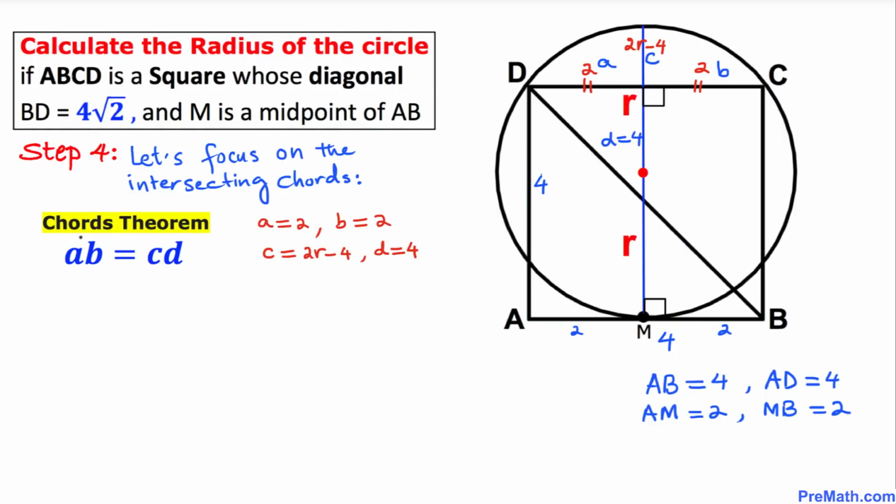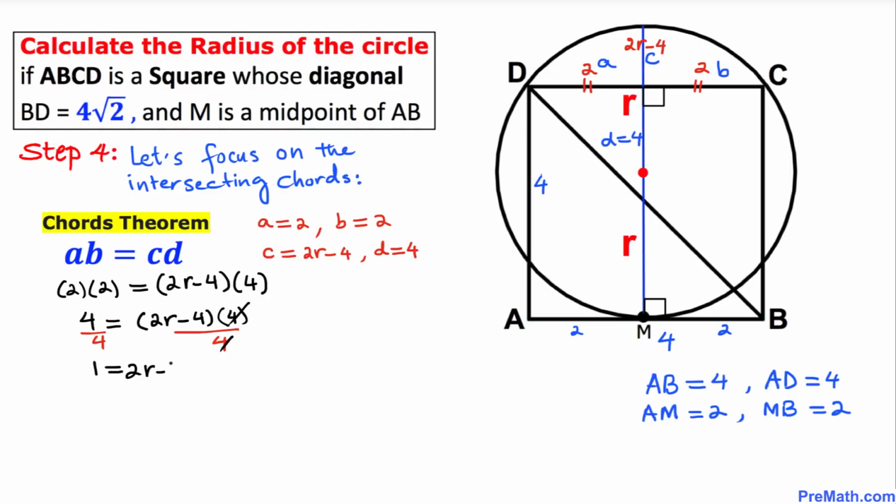Now let's apply this chords theorem, A times B equals C times D, and let's fill in the blanks. In our case, A equals 2, times B, which is 2 as well, equals C, which in our case is 2r minus 4, times D, which is 4. Now let's simplify. 2 times 2 is 4, equal to 2r minus 4 times 4. If we divide both sides by 4 to remove 4 from both sides, 4 over 4 gives us 1, equal to 2r minus 4.